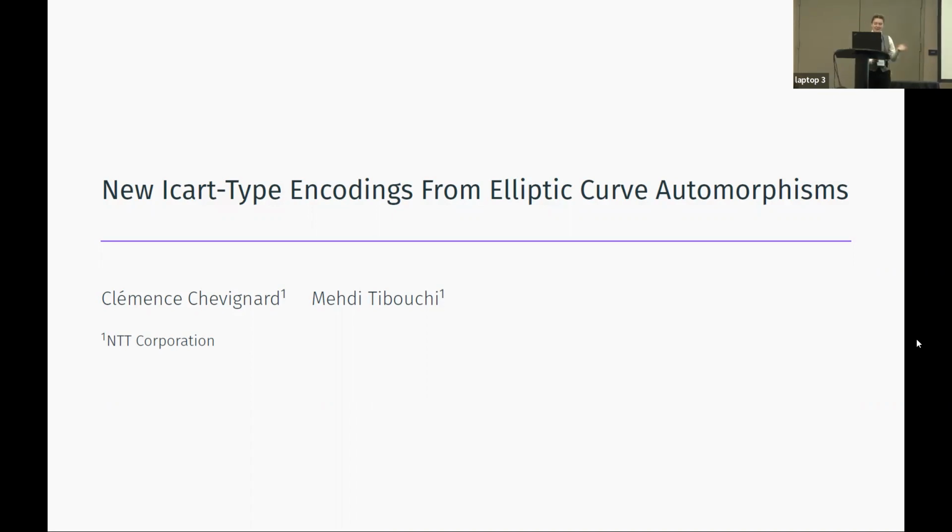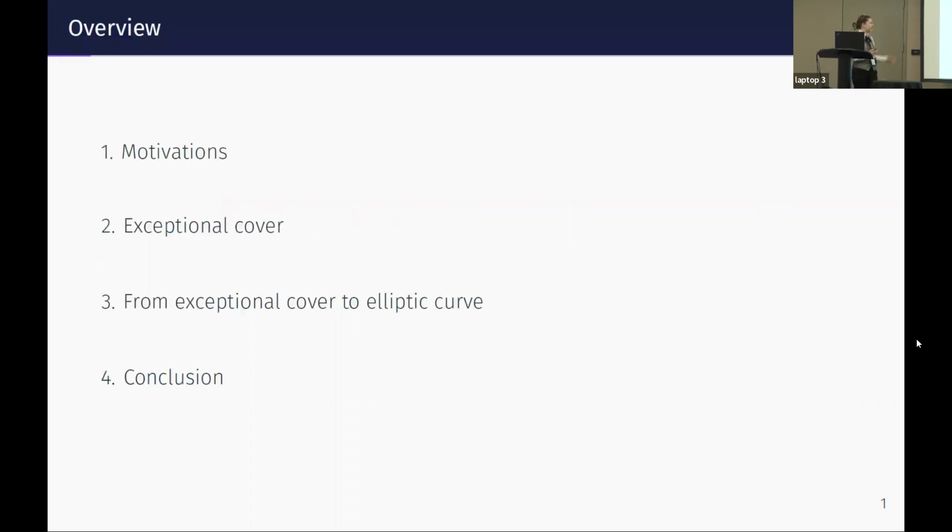I will be talking to you about an attempt from Mehdi Tibouchi and I at building new hash functions toward elliptic curves by taking inspiration from the construction of Icart-Type encodings. I will begin by presenting the motivations for this work. Then I will introduce some preliminary notions that are called exceptional covers, and I will also explain how to find some. And finally, I will present the details of the construction of our new hash function.